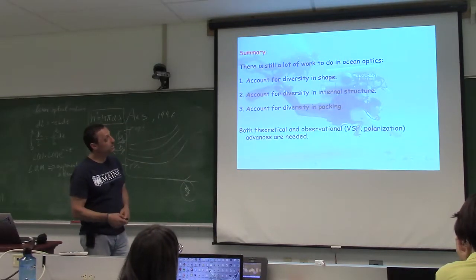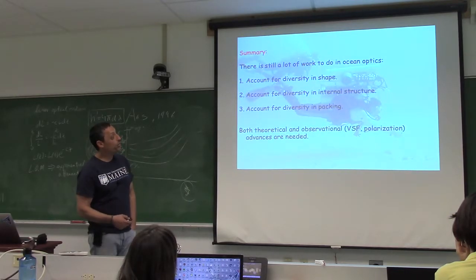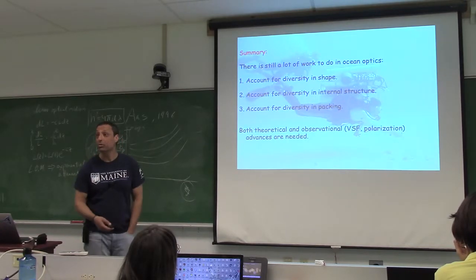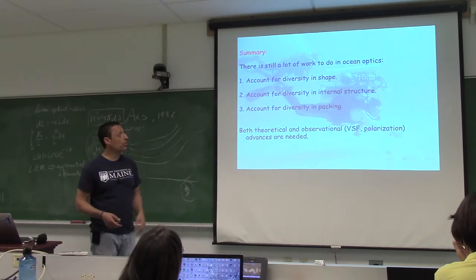This is me in the Bahamas with my CTD and AC9 on my back. In short, there's still a lot of work in ocean optics, and we count on you guys to do it. You have to account for diversity in shape, diversity in internal structure, diversity in packing, and both theoretical and observational advances are needed. Polarization might help you. More volume scattering function measurements. We have very few, as you heard. All these things are going to make you change the field. Anyways, thank you.